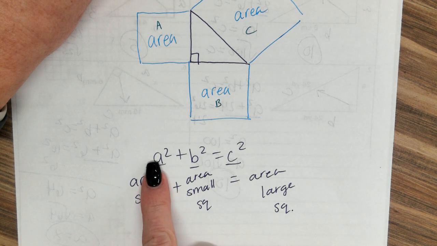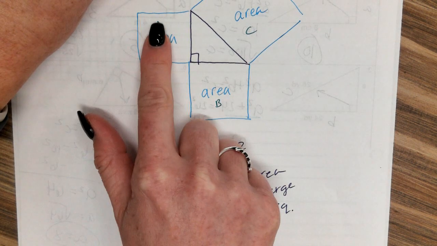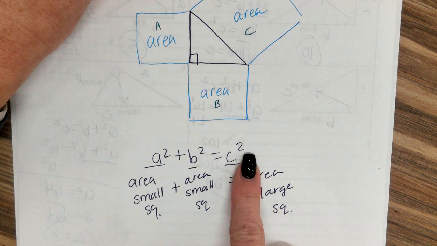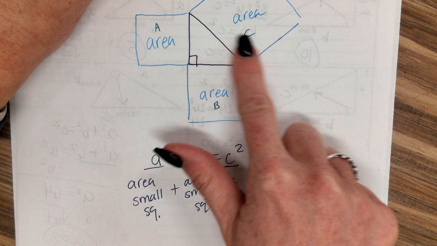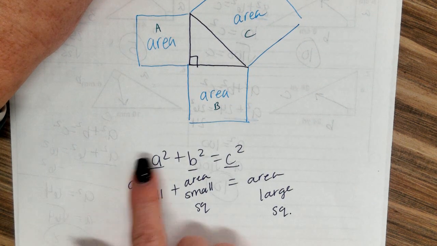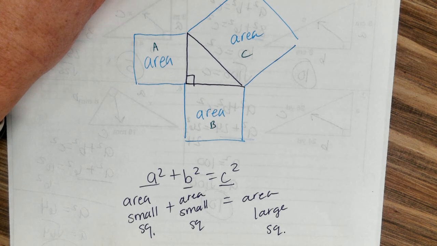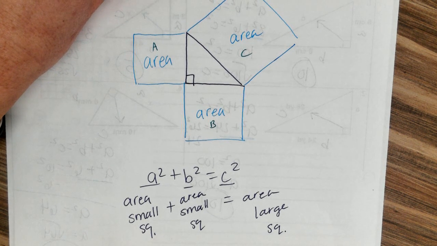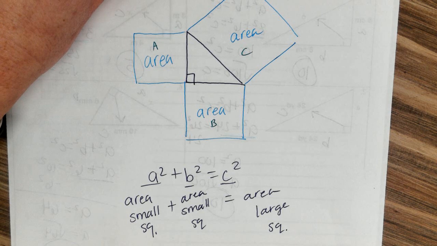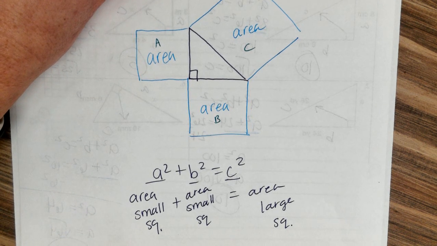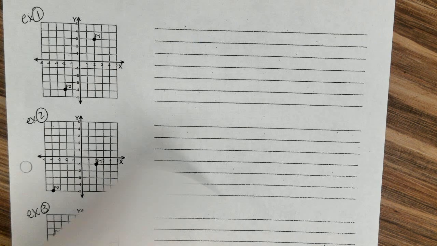A squared is representing the area of this square. B squared is representing the area of this square. And c squared is representing the area of the larger square. So that is what the formula is representing. We use Pythagorean theorem to solve for missing sides of right triangles, which is what we did Tuesday. And we also use it to see if it is a right triangle, and that's what we did yesterday.